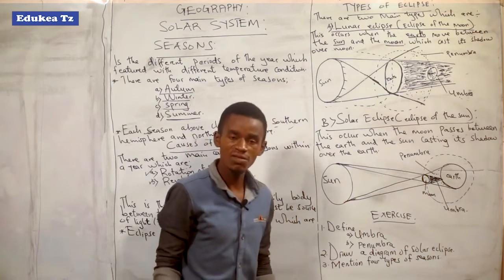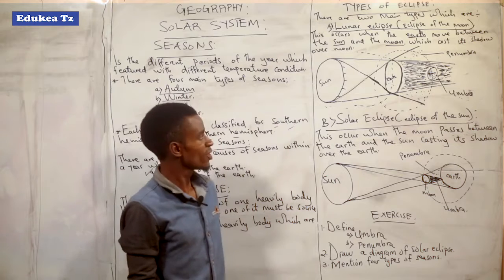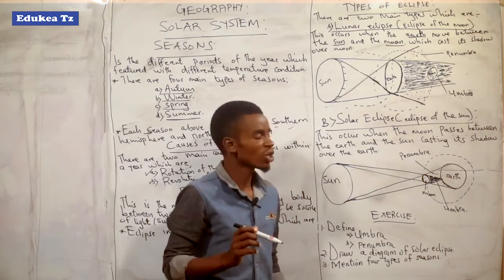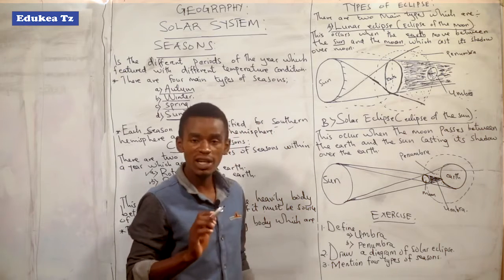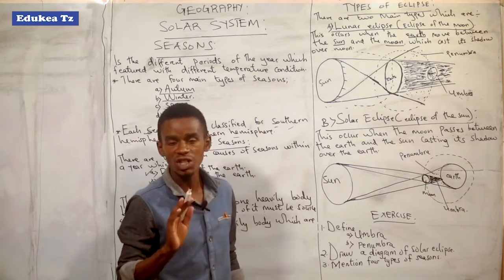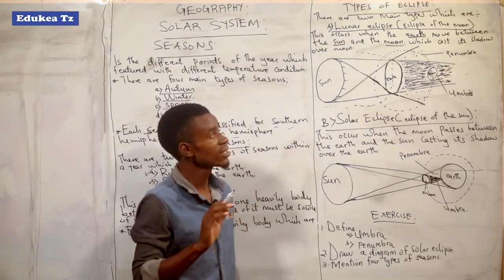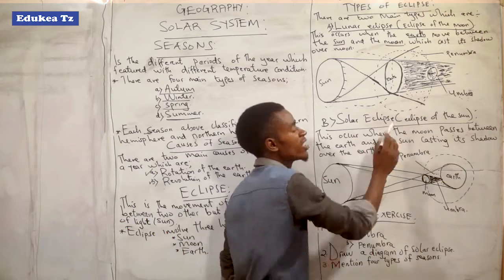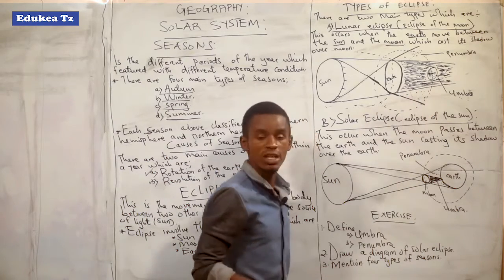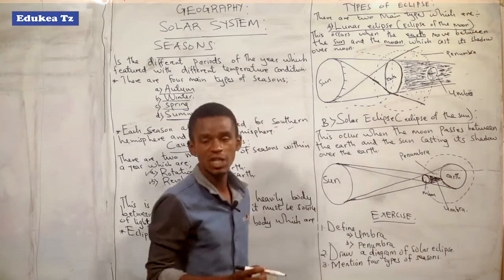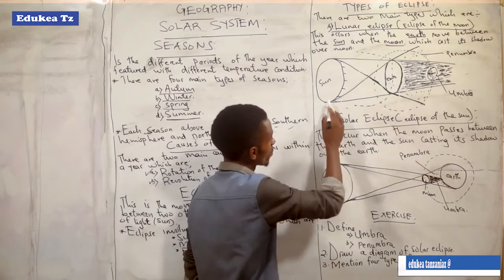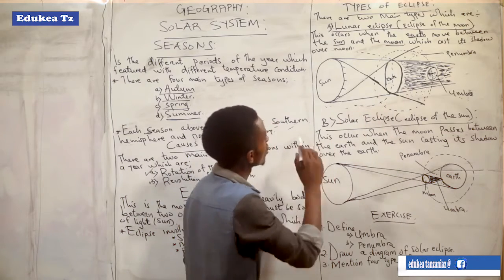You can be given the question, what is penumbra? When you talk about penumbra, it is the partial shadow of an area, the area which is partially obscured. That is called penumbra. But the umbra is the total shadow of the eclipse. Umbra is the total shadow of the eclipse, but penumbra is the partial shadow of an eclipse. So that is all about what we call a lunar eclipse.